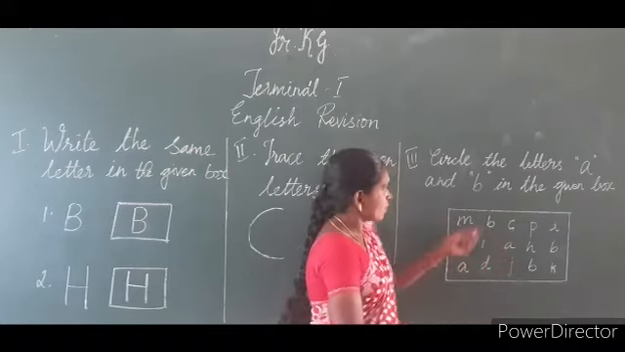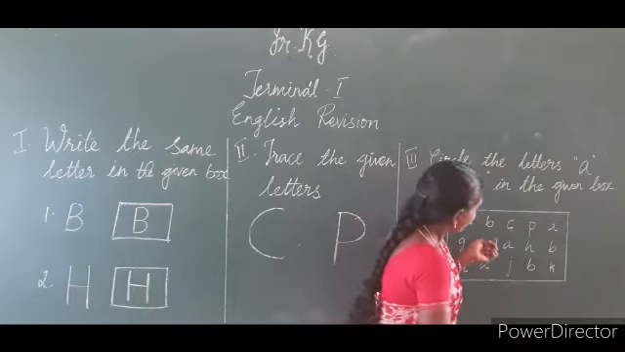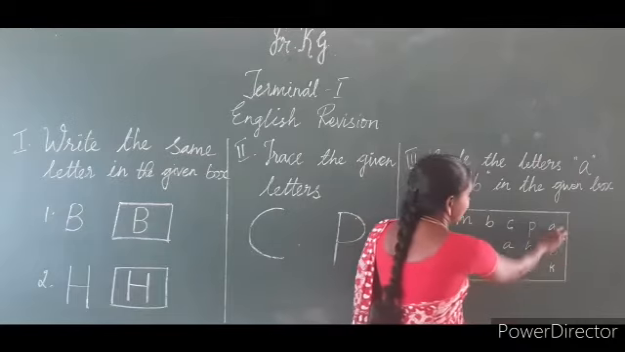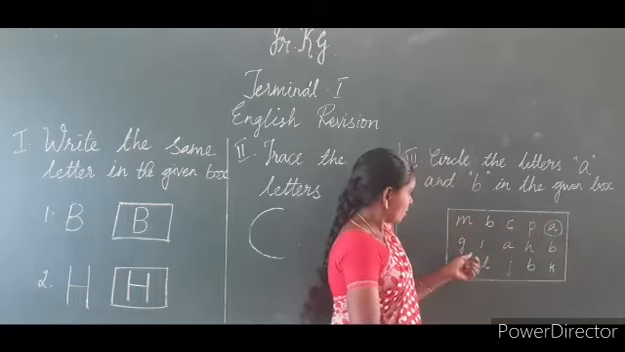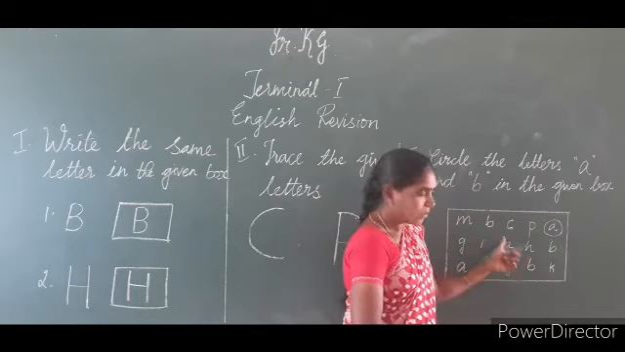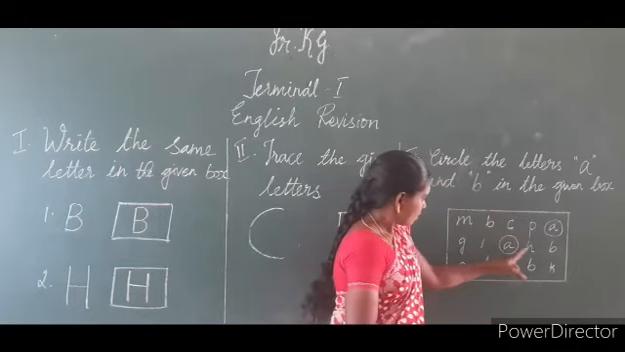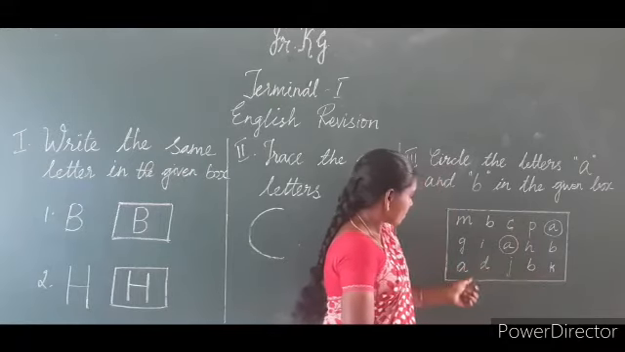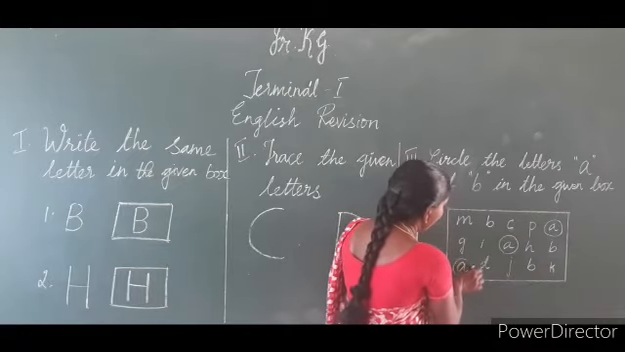What's the first letter? A. Shall we pick A first? Where is A? Is this A? Is this A? Shall we circle A? Here, where is A? Is this A? No. Is this A? Yes. Just circle the letter A. Is any A left anywhere? Yes. Where is it? It is here. You have to circle letter A like this.